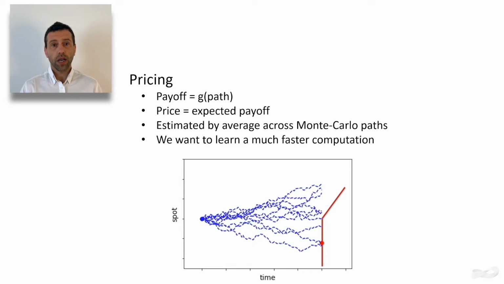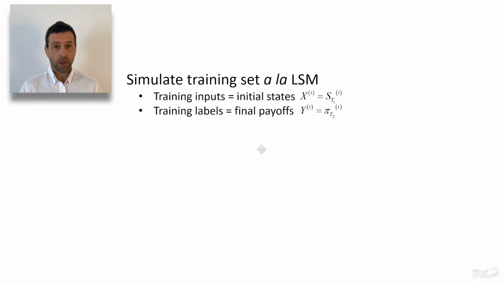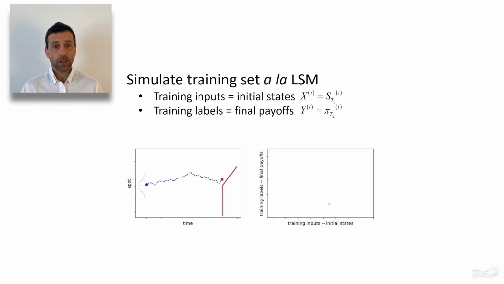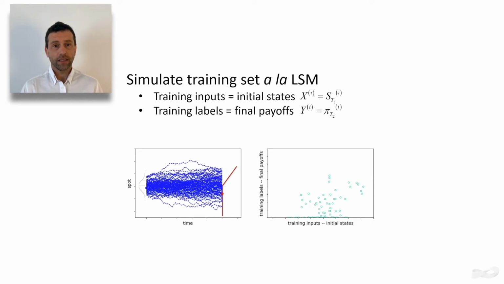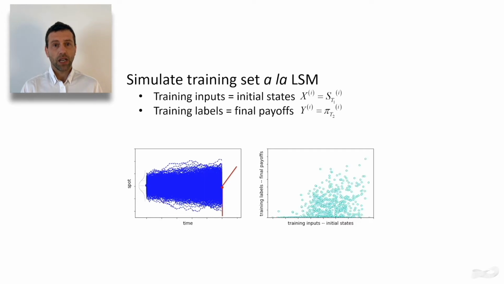Although we can always compute the price by Monte Carlo, our goal is to learn a much faster computation. In order to learn the pricing function, we produce a training set with Monte Carlo simulations. We simulate a training set a la Longstaff-Schwartz, where training inputs are initial states, denoted xi, and training labels are final payoffs, denoted yi.